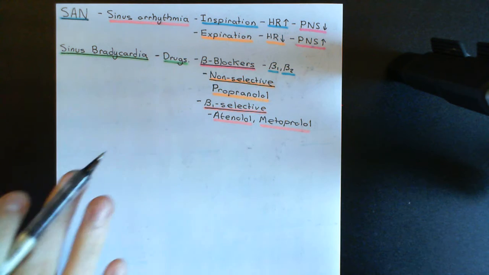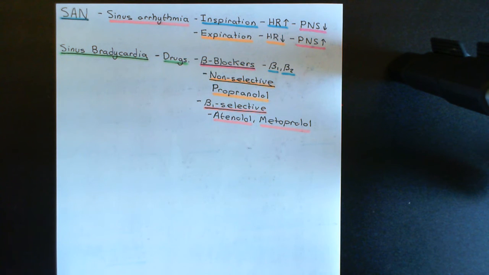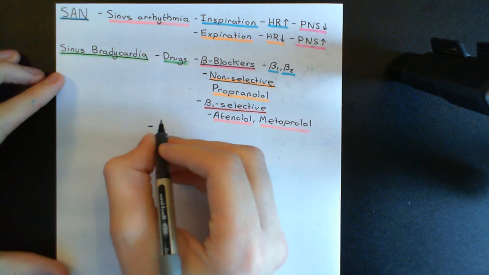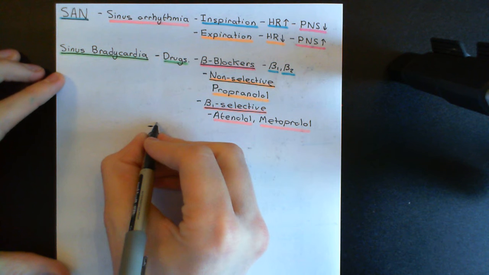Okay, there are other drugs as well which can lead to the sinoatrial node firing action potentials at a lower rate than normally, but the beta blockers are the absolutely crucial ones for you to be aware of. Right, so drugs can cause sinus bradycardia. Let's think about other things that can cause sinus bradycardia.